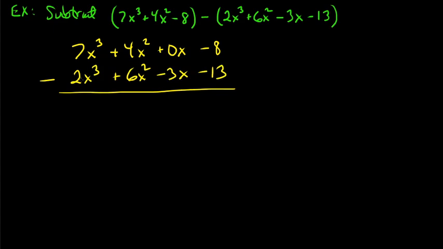So 7x cubed minus 2x cubed is 5x cubed. No problem there. 4x squared minus 6x squared is negative 2x squared. Remember, we're subtracting, not adding. So if you thought plus 10x squared, you're adding, not subtracting. So be careful of that. This is minus 2x squared. And then 0x minus negative 3x is positive 3x. And then negative 8 minus negative 13 is positive 5.